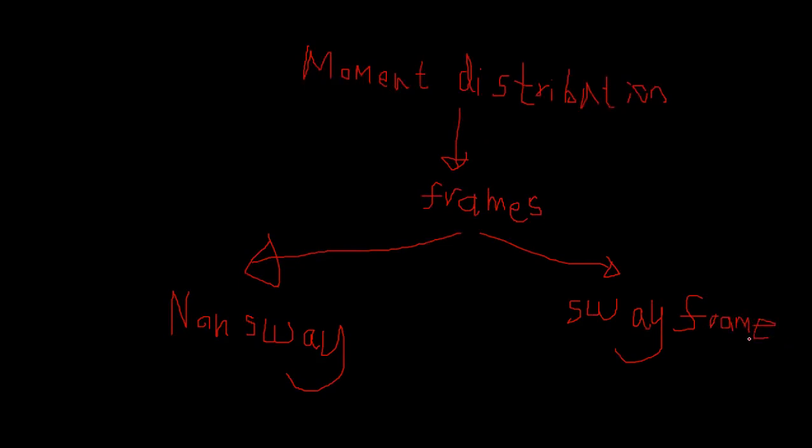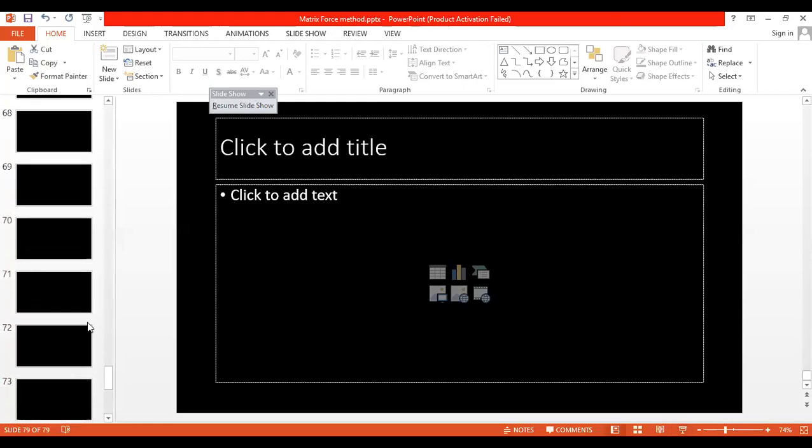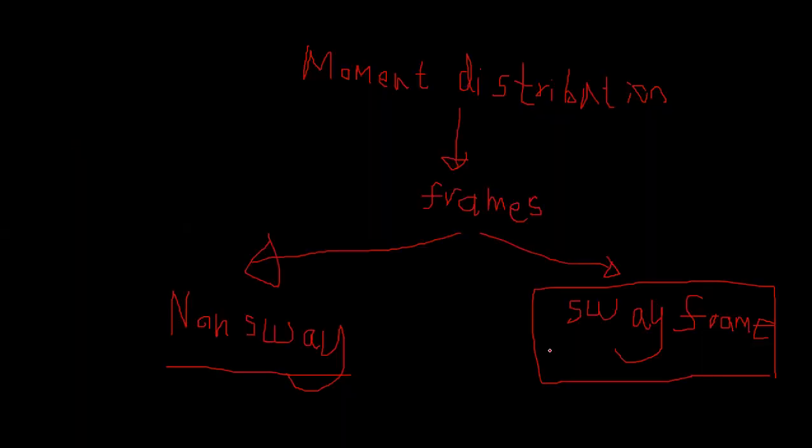So in the second video I did earlier, after the basic video, that contains a non-sway frame. But today we are going to discuss what a sway frame is. What is actually sway? We need to understand what sway actually means, so let me show you a quick video to understand the concepts.